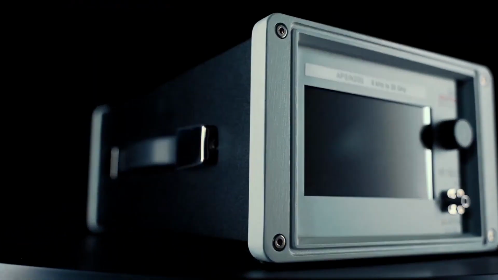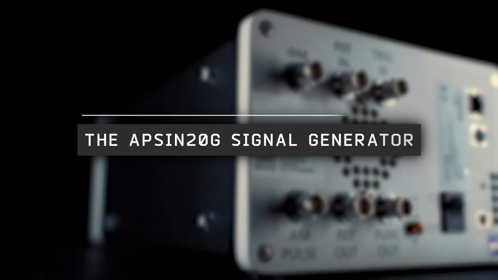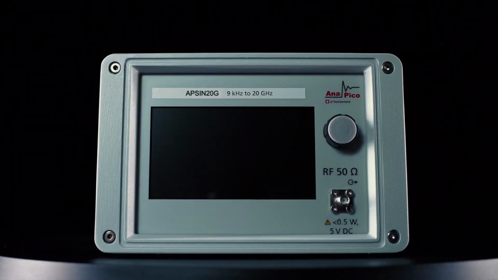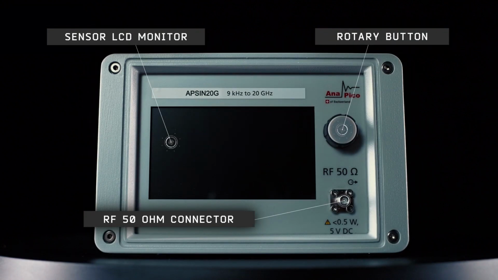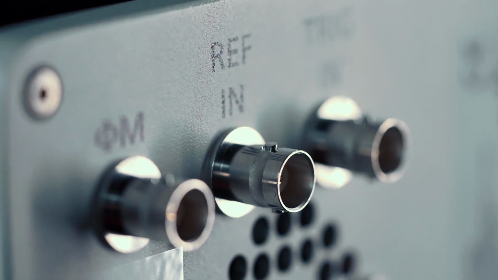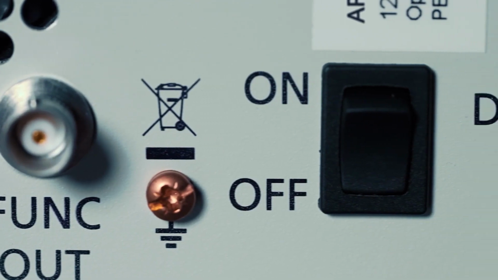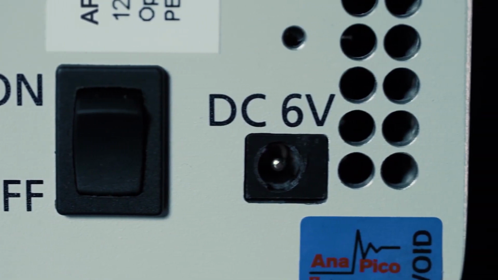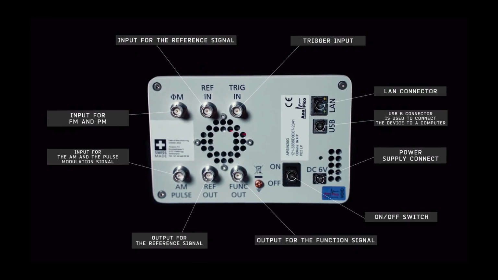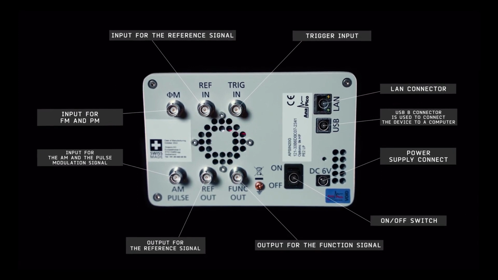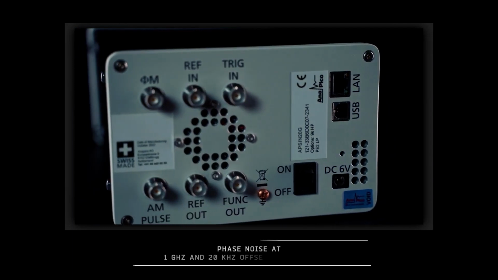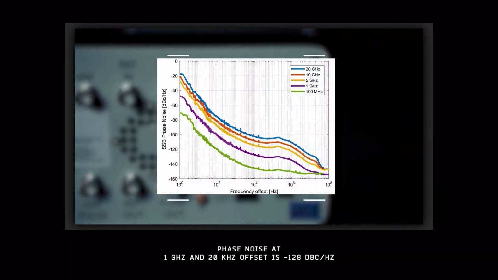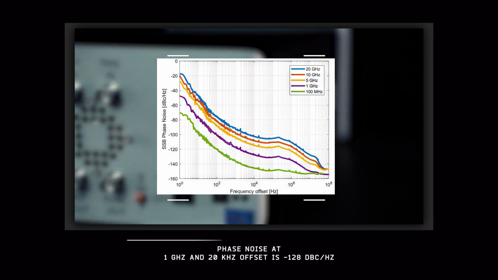The ANAPICO signal generator is manufactured by ANAPICO in Switzerland. The operating frequency range is from 9 kHz to 20 GHz. A combination of characteristics such as good signal purity, low phase noise, and fast switching speed, along with their very compact size, low weight, and low power consumption, makes the instruments very well usable in labs, production halls, and outdoor fields. SCPI commands supported. Phase noise at 1 GHz and 20 kHz offset is -128 dBc/Hz.